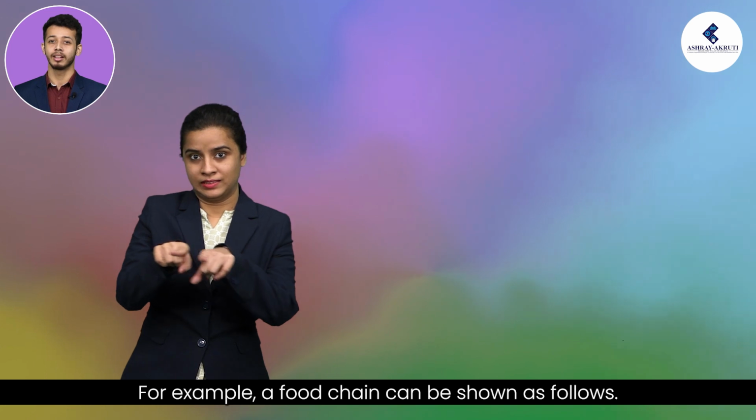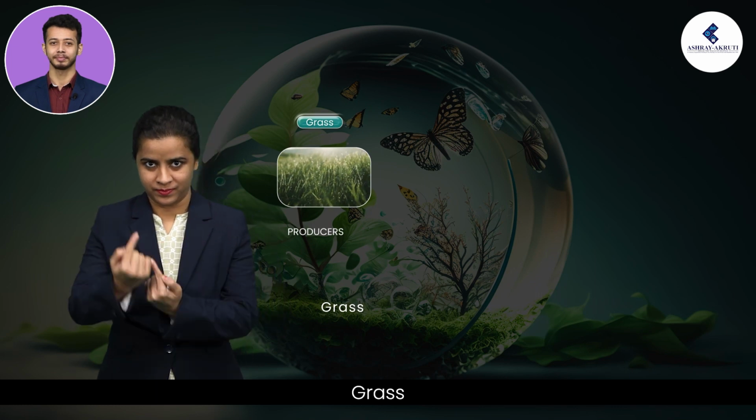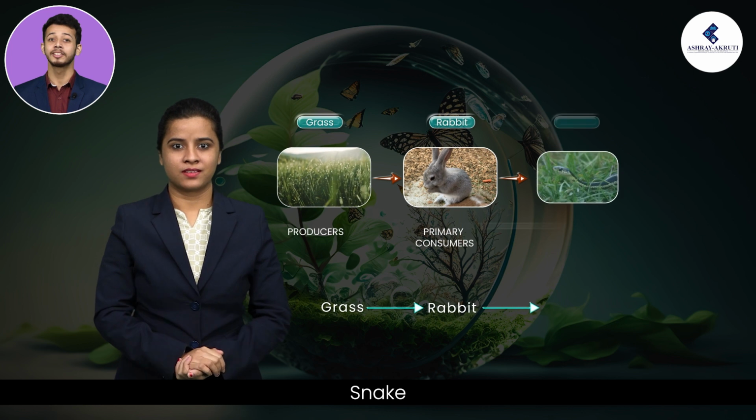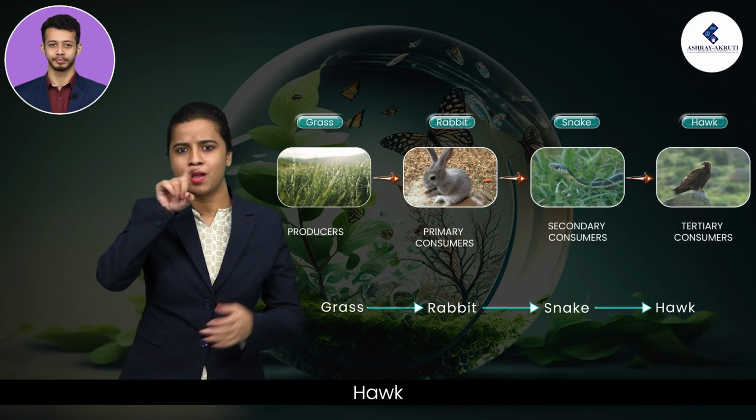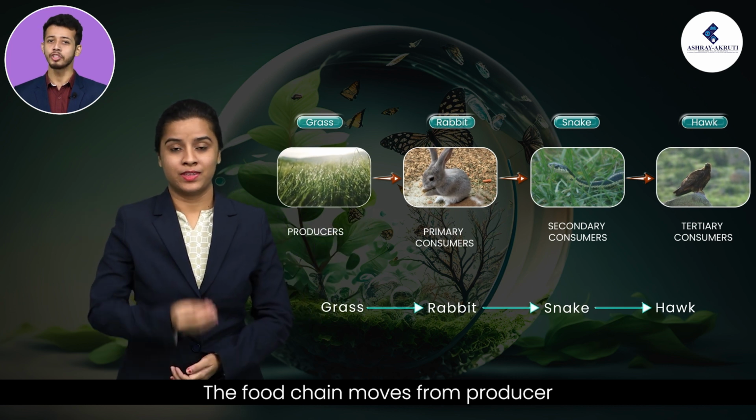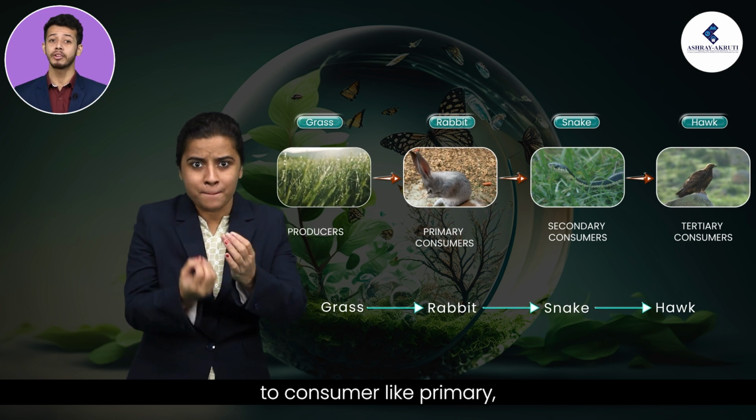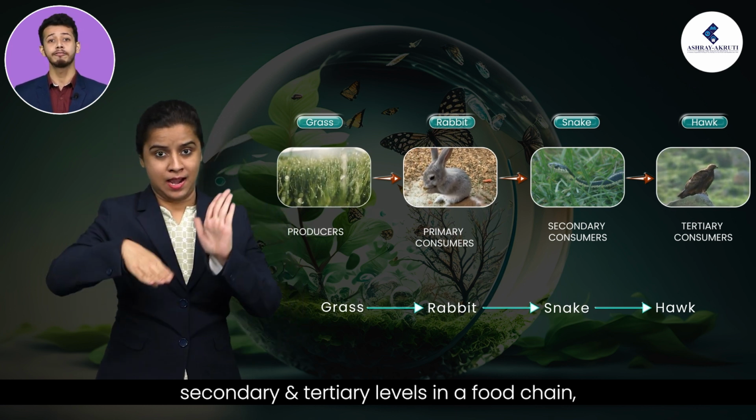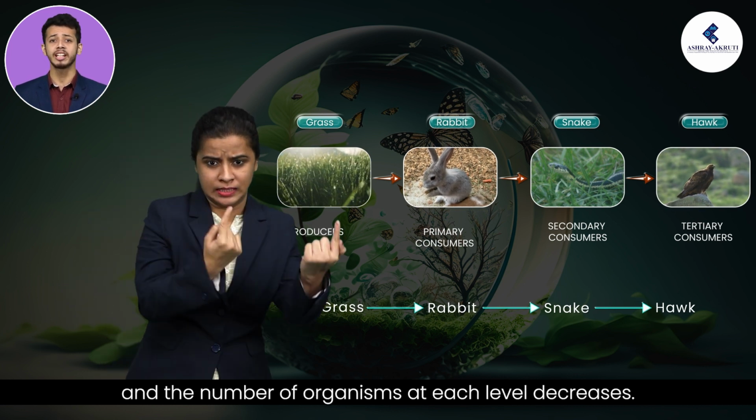For example, a food chain can be shown as follows: grass, rabbit, snake, hawk. The food chain moves from producer to consumer, like primary, secondary and tertiary levels in a food chain, and the number of organisms at each level decreases.